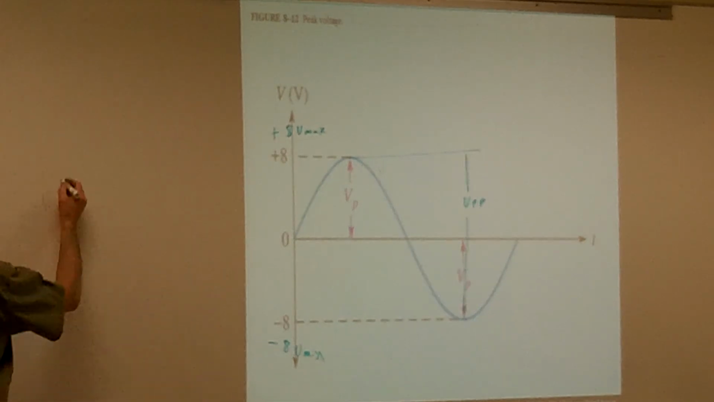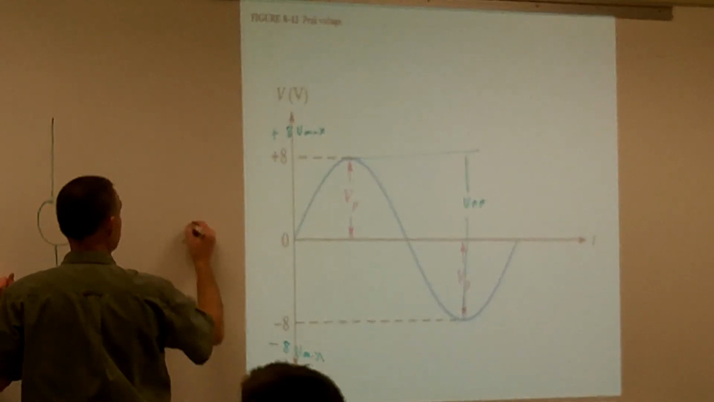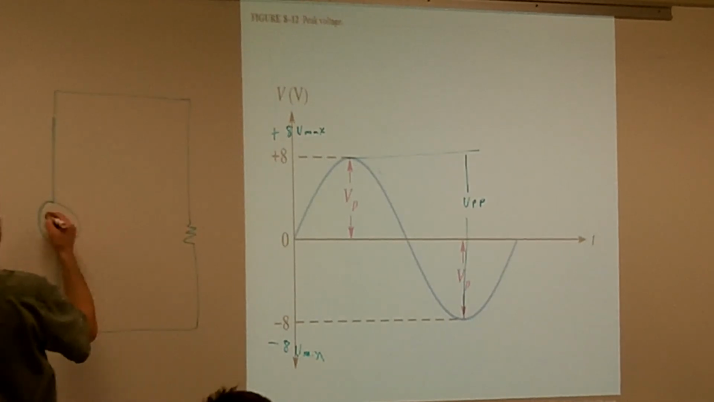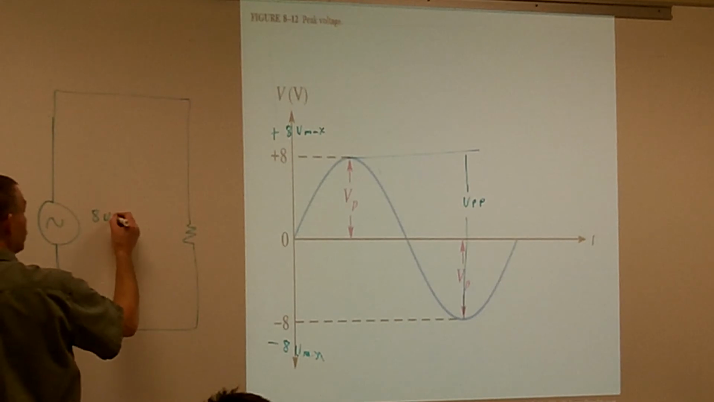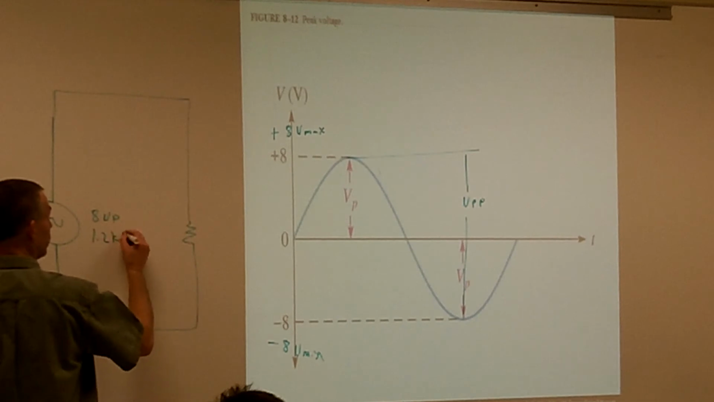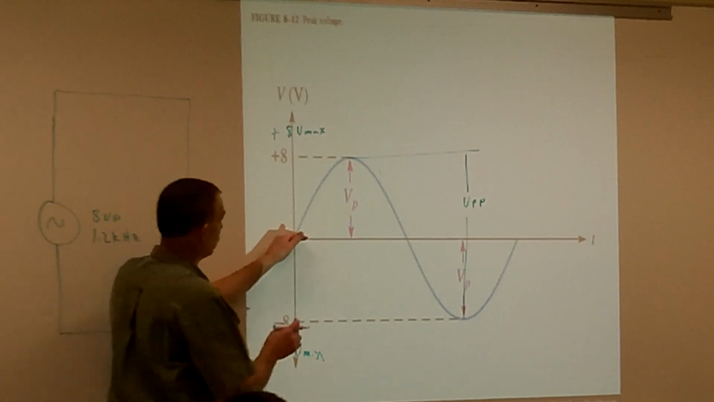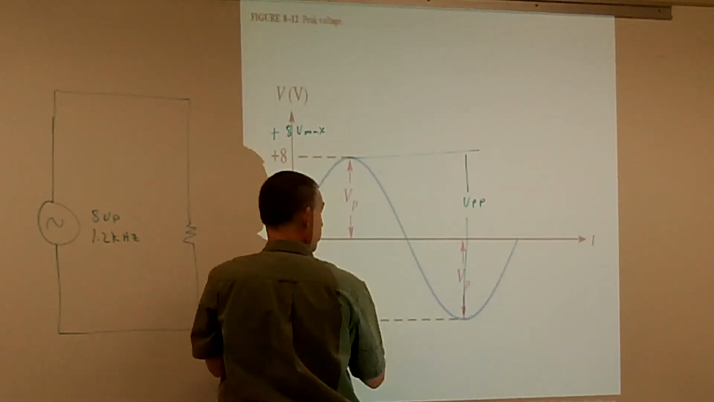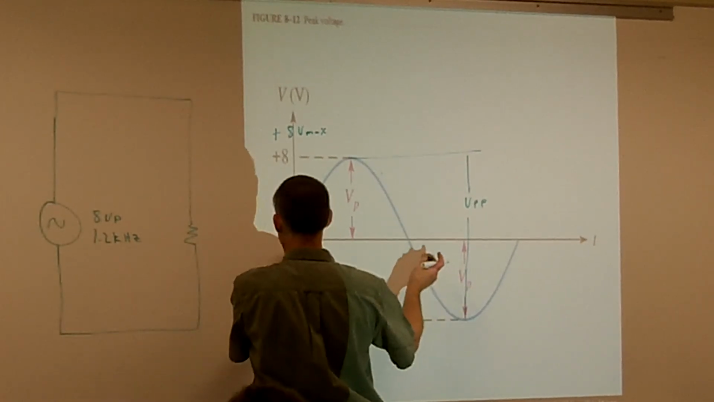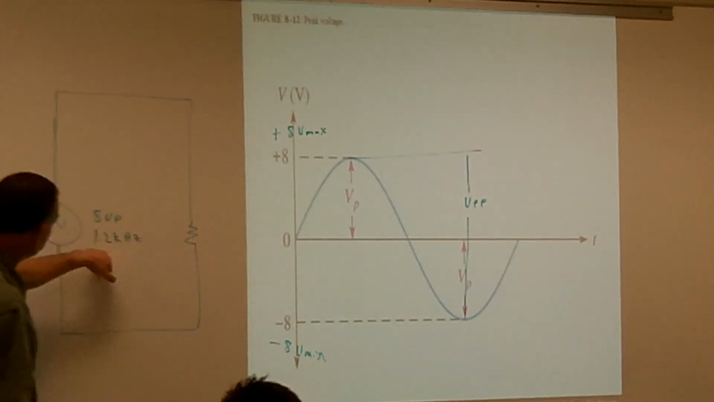So if I don't describe what I'm looking at, depending on who's designing the circuit, they might say they want an AC signal at 8 volts peak at 1.2 kilohertz. Okay? So what we want to do is have a signal that looks very similar to this, and I'm going to do it at 1.2 kilohertz, or 1,200 cycles in 1 second.